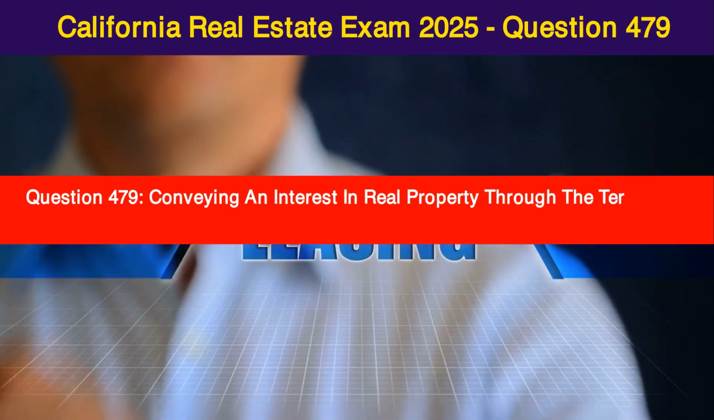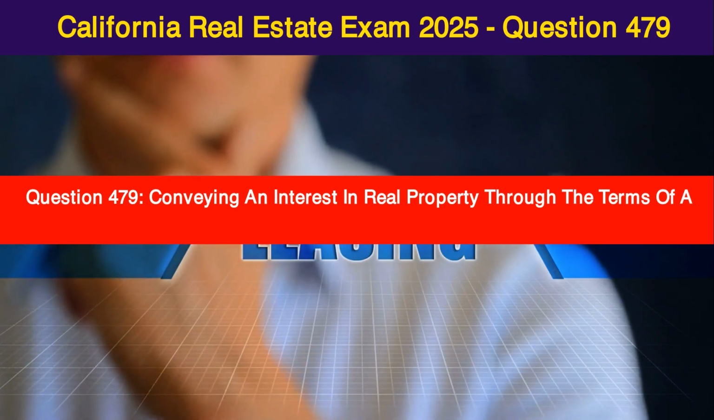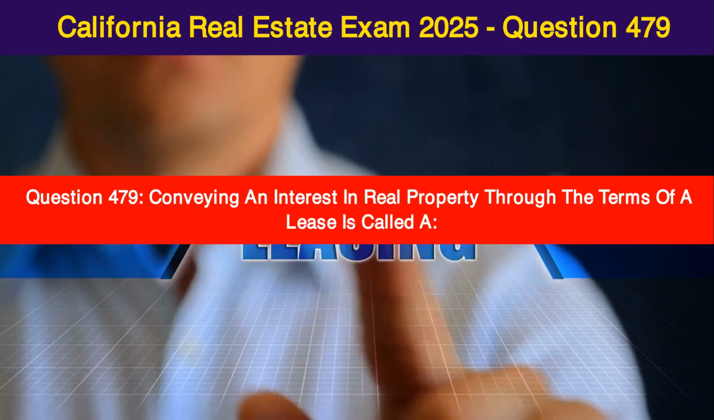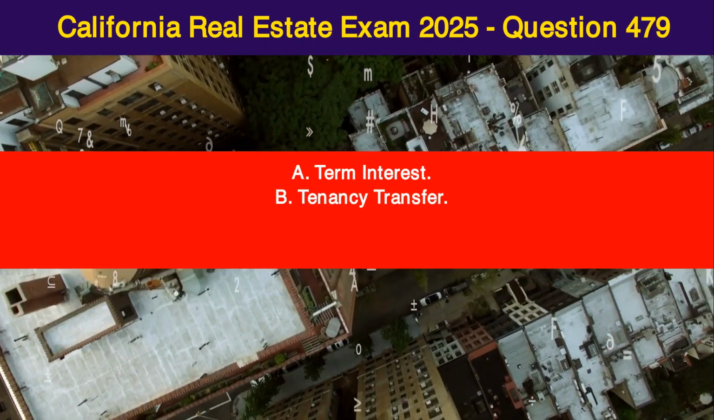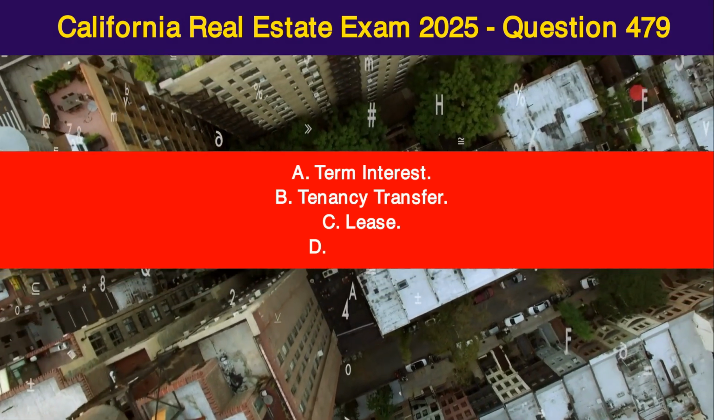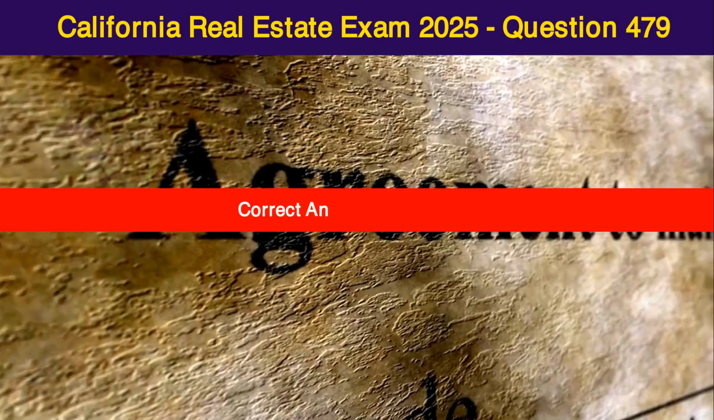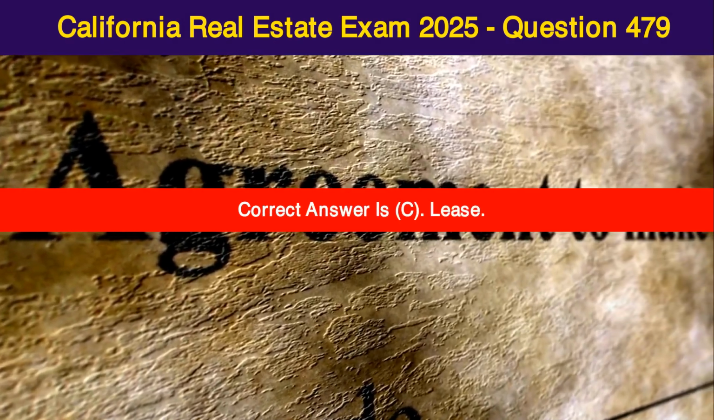Question 479. Conveying an interest in real property through the terms of a lease is called a A. Term interest. B. Tenancy transfer. C. Lease. D. Severalty. Correct answer is C.